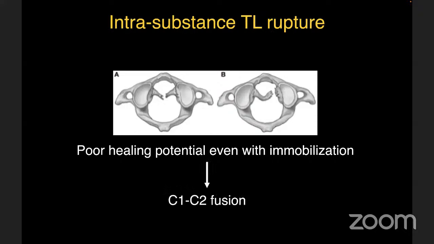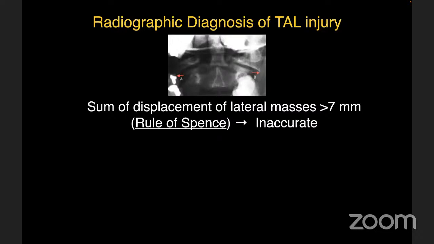Diagnosis of transverse ligament injury on the basis of radiographs is quite difficult. One of the means is the rule of Spence. The rule of Spence on X-rays means you add the displacement of the lateral masses on either side, the A plus B. And if that addition is more than 7 millimeters, the transverse ligament, which holds both the lateral masses together, is presumed to be disrupted.